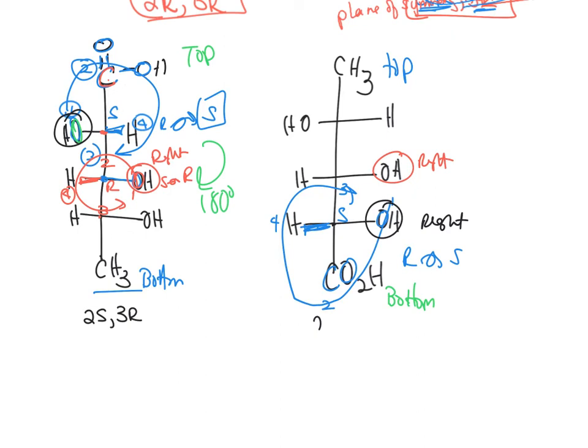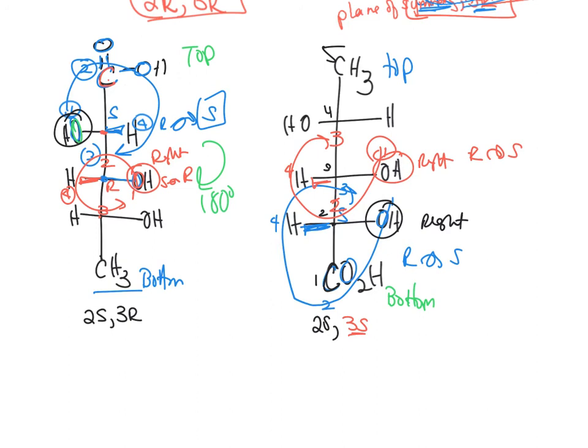This is still 2S because you have to count from the highest oxidized carbon: 1, 2, 3, 4, 5 carbons. What is this one? It might not be the same. It might be. It should actually be the same. So 1, 2, 3 is going to the right, which is R, but then you have your hydrogen coming at you, so that's going to switch to S. So that is 3S. Yeah, that's correct.